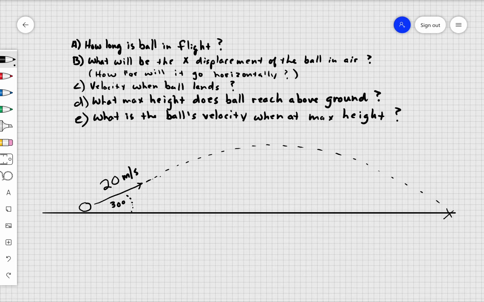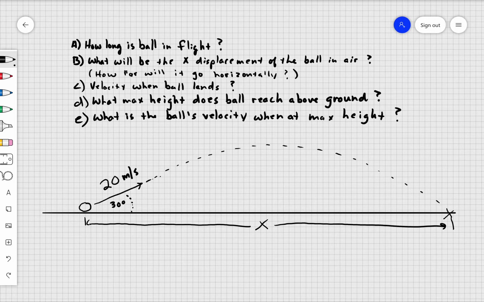What's the x displacement of the ball in the air? We don't care about landing and bouncing and how far it will roll. We're really only concerned with how far it will go while it's in the air. Once it contacts the ground, that's over. The x displacement, we'll call that range if you want. What's its range? How far will it go horizontally?